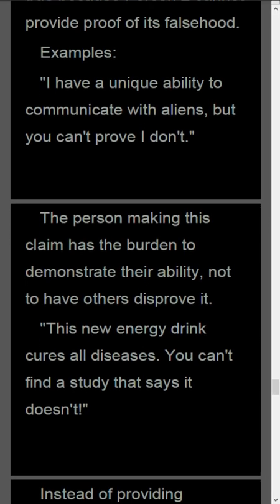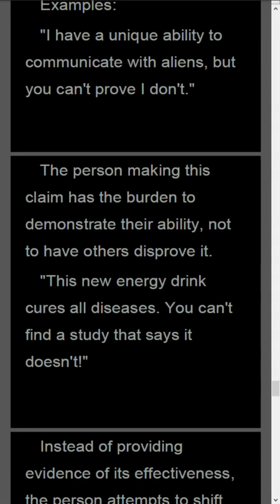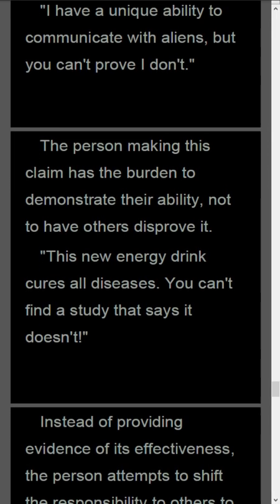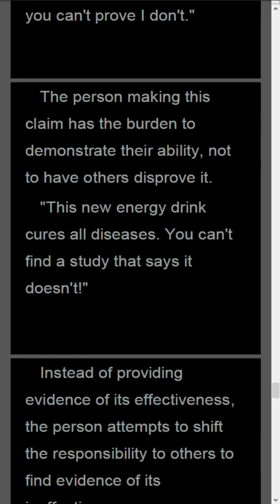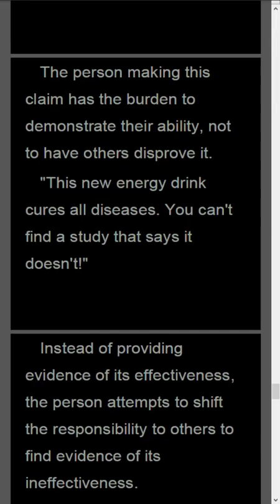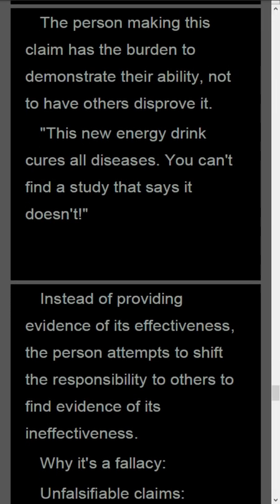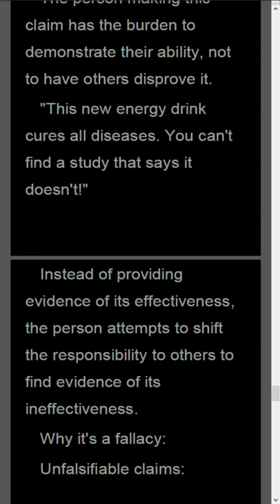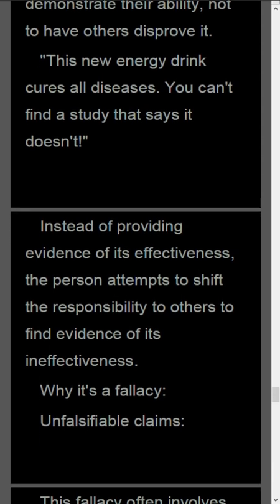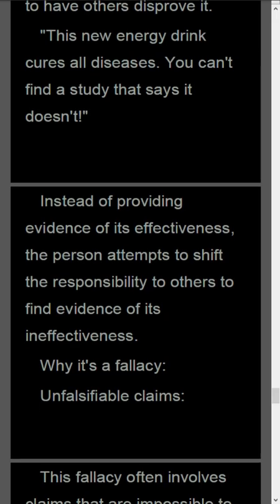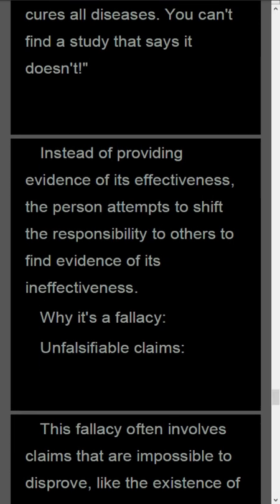Examples. I have a unique ability to communicate with aliens, but you can't prove I don't. The person making this claim has the burden to demonstrate their ability, not to have others disprove it. This new energy drink cures all diseases. You can't find a study that says it doesn't. Instead of providing evidence of its effectiveness, the person attempts to shift the responsibility to others to find evidence of its ineffectiveness.